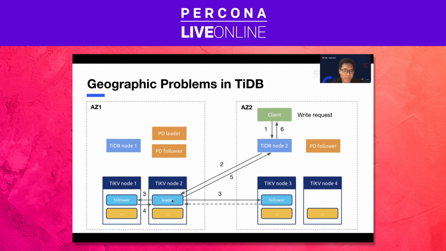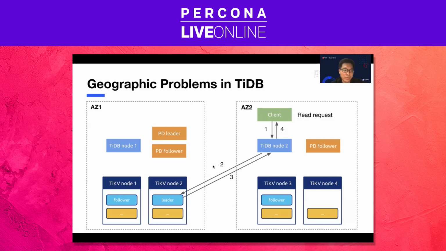Besides, the leader has to replicate logs to all the followers, which also brings high latency when one follower is in another AZ. But it's fine most of the time because the majority of the followers reside in the same AZ, and the leader returns access as soon as the majority of followers return.